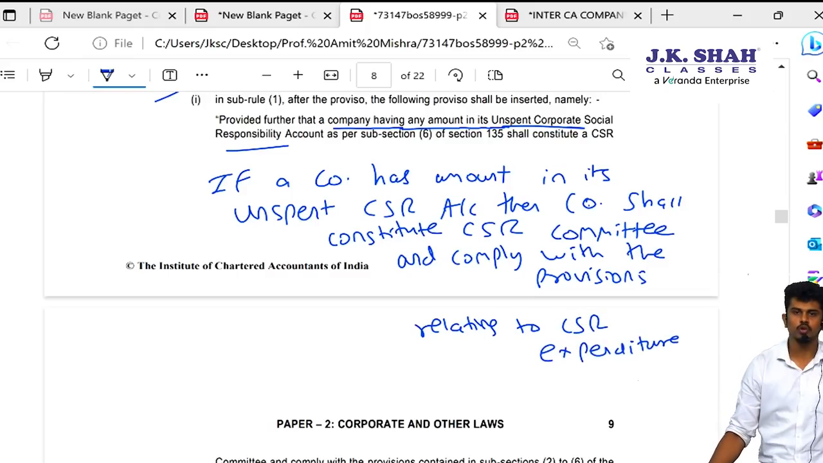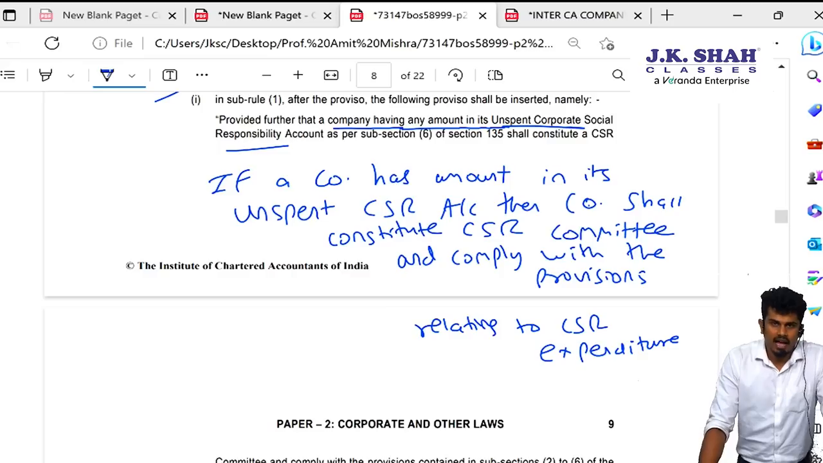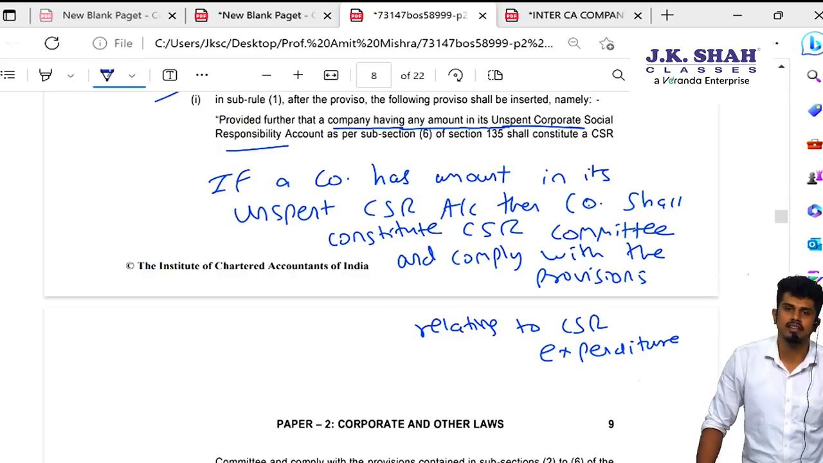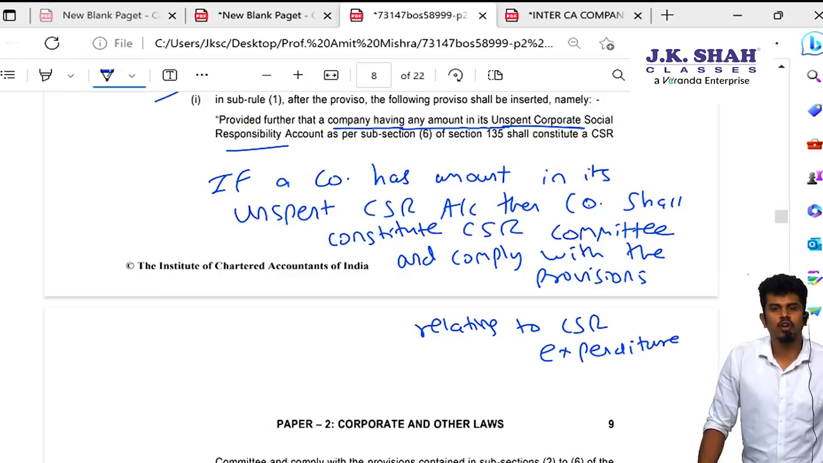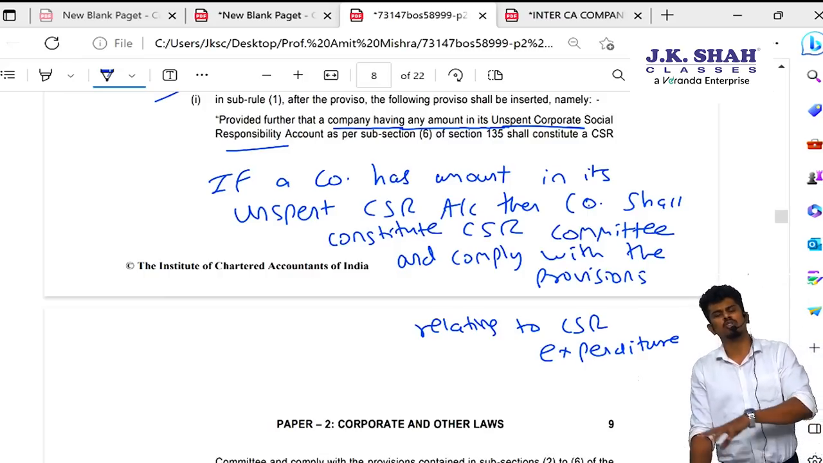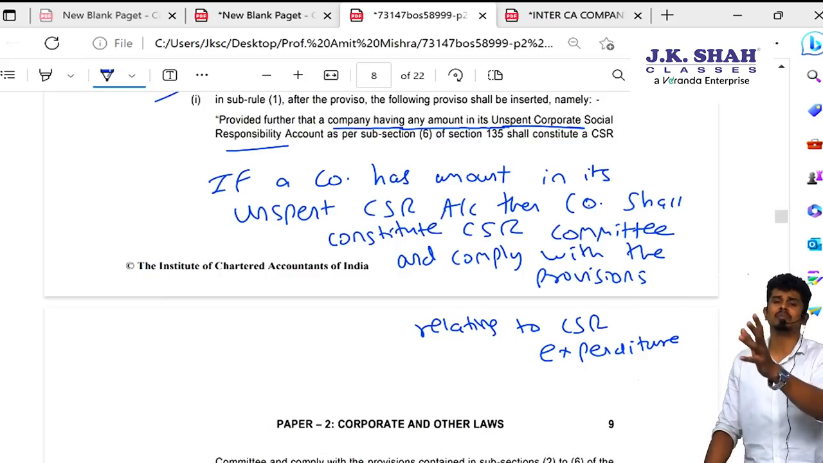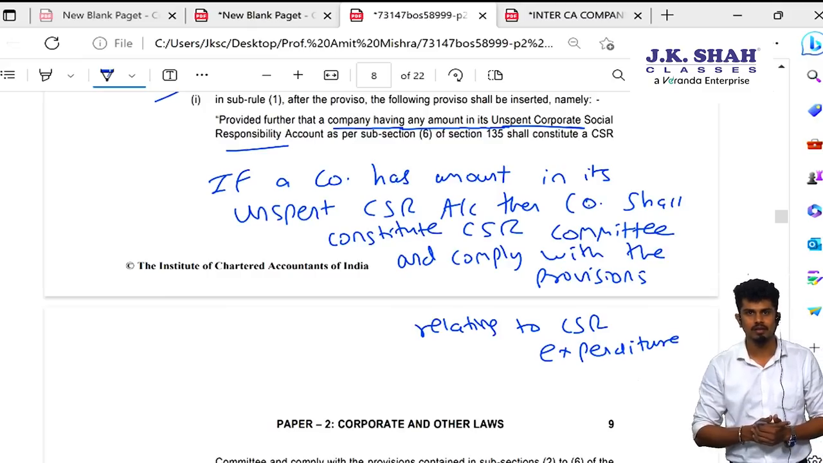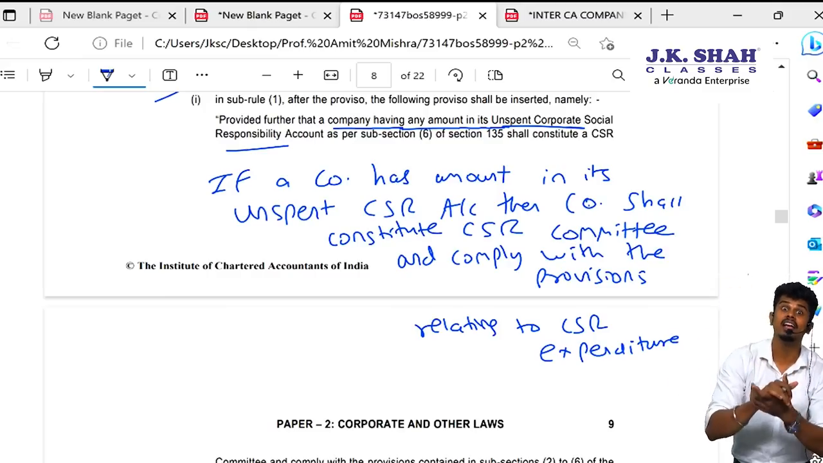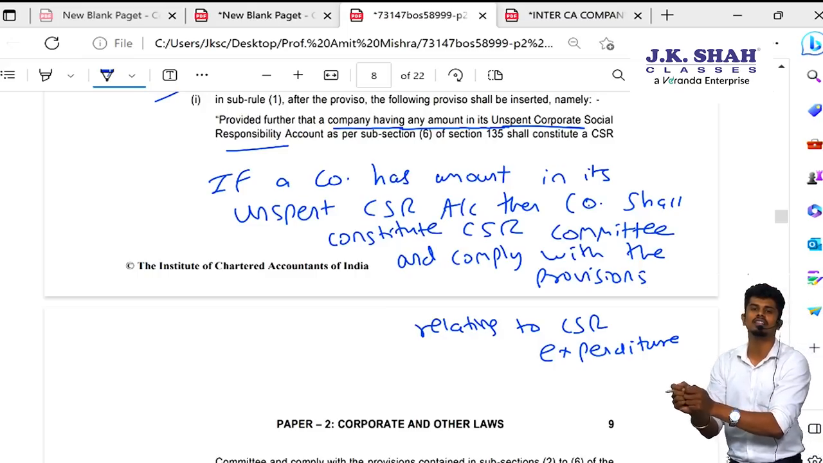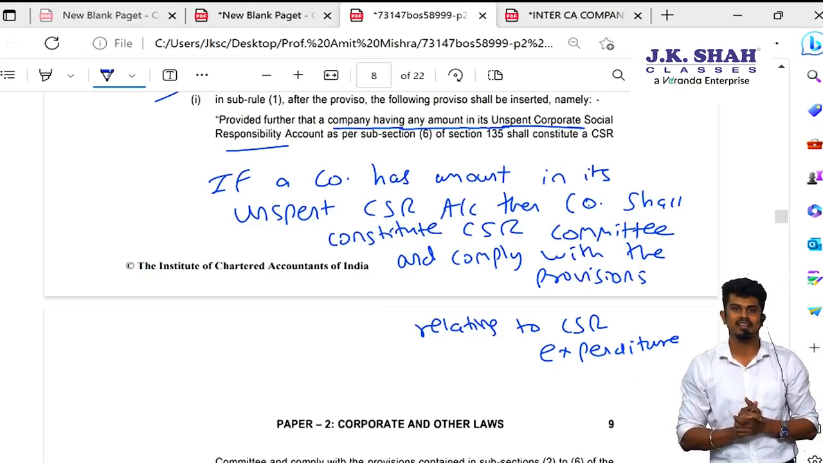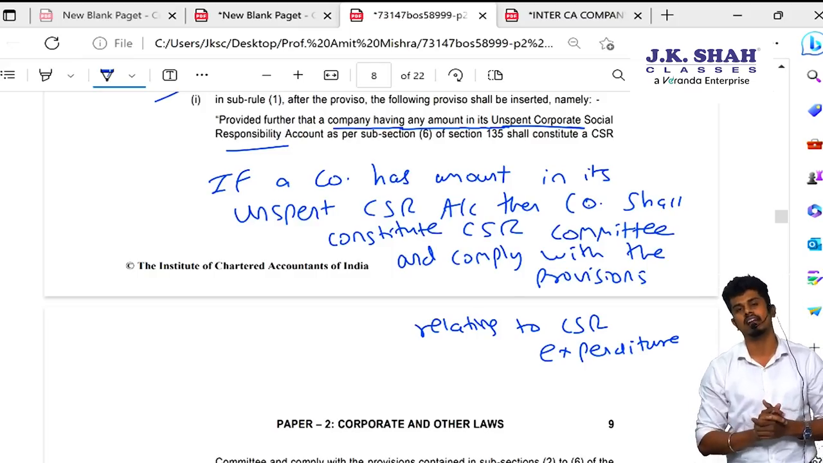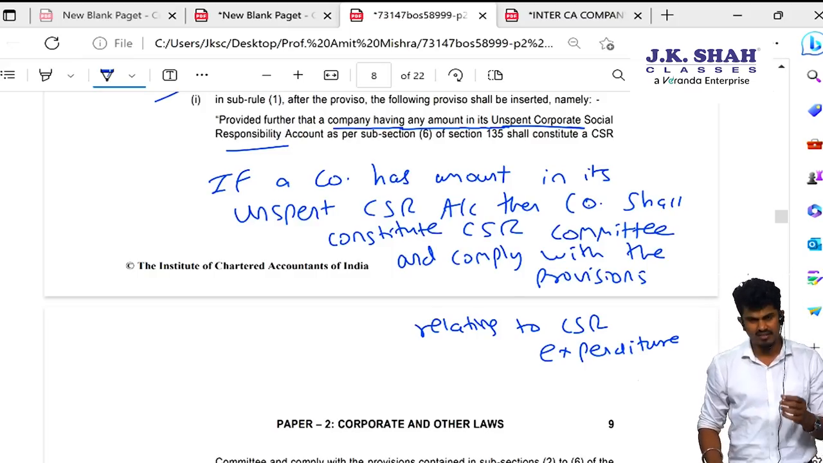Now, every one of you knows that every company should spend at least 2% of their average net profit of the last 3 financial years. Sometimes a company fails to utilize the entire amount, so they transfer that amount to the unspent CSR account if they have an ongoing CSR project. So if a company has any unspent CSR amount in that account, the company needs to constitute a CSR committee and undertake CSR activity. Simple. Again, a very small amendment.